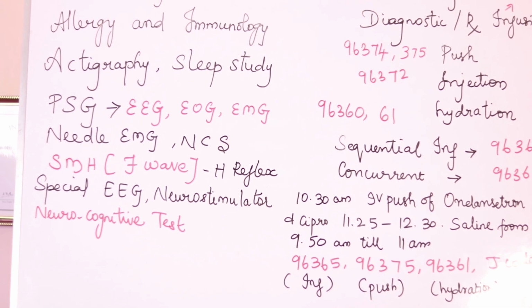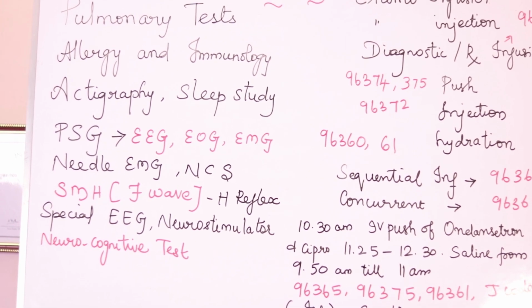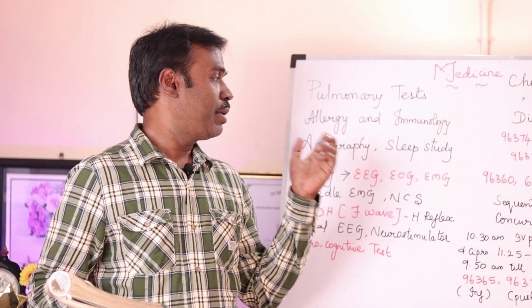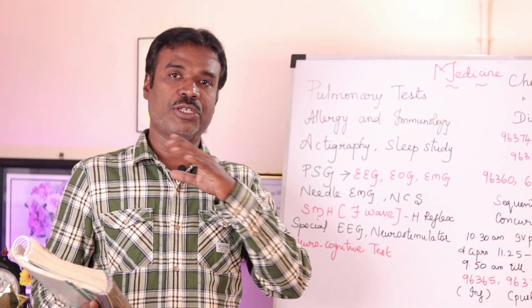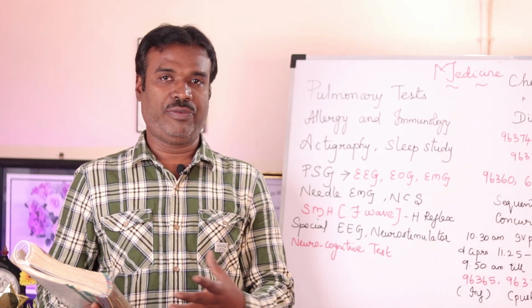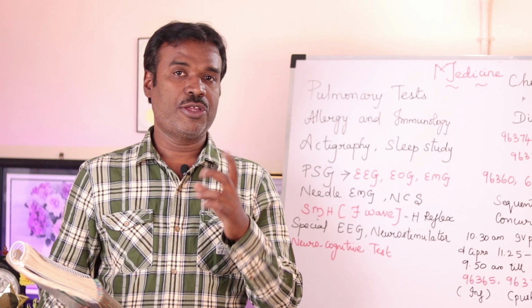After this allergy section is over, we are then moving on to the neurology and the neuromuscular procedures. Here we are going to see something called actigraphy. The physician is going to record the movement of the gross motor muscular activity. Okay, next thing is sleep study.